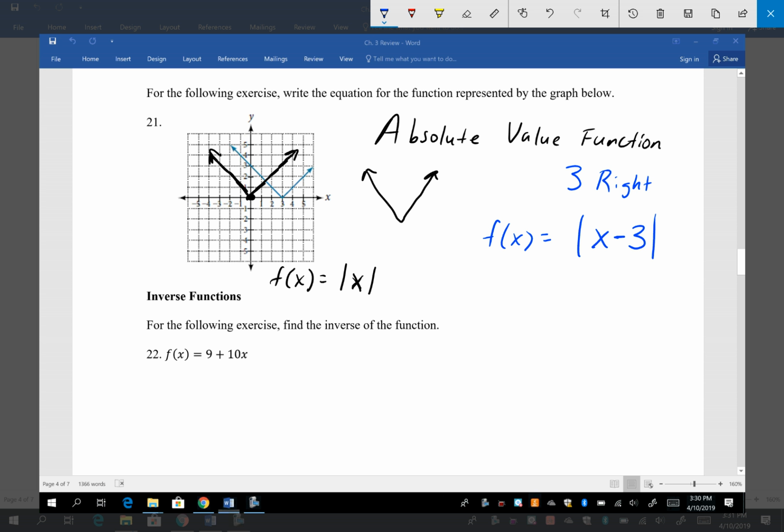3 to the right is actually a positive 3, but you'll notice when we wrote it, it's subtraction. Questions on 21? That was a little tricky. Or it can be. All right, who's got another one for us?